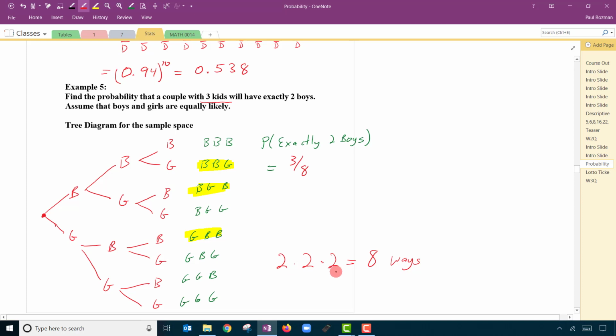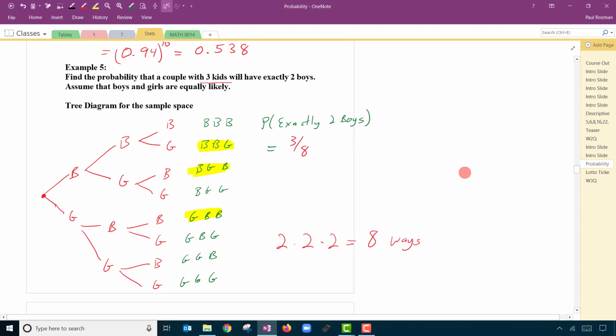We would have to use a factorial rule. If you're trying to find the total number of ways of mixing around 3 things, you'd say there are 3 factorial ways: 3 times 2 times 1. But that only applies if they're distinct. If I swap 2 boys around here, it's still boy, boy, girl. So I'd have to do a little bit of adjustment for the repetition.